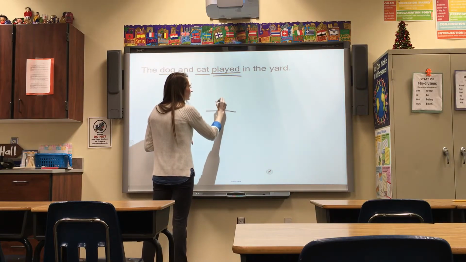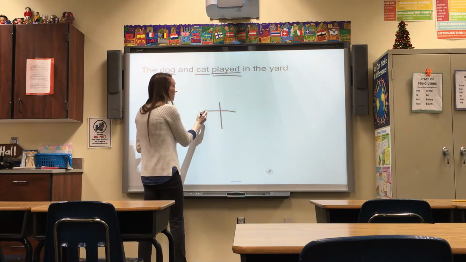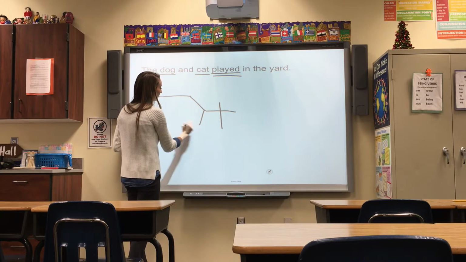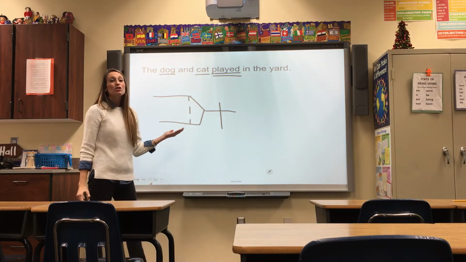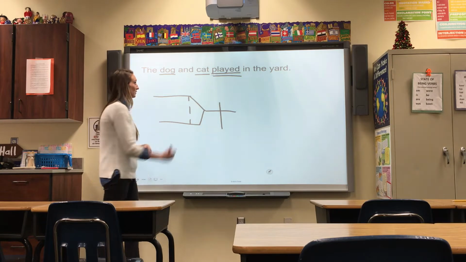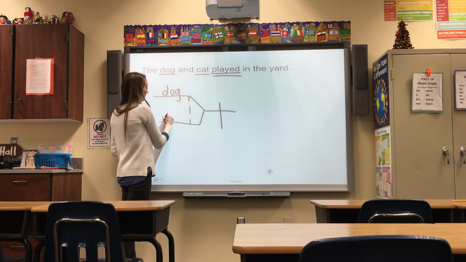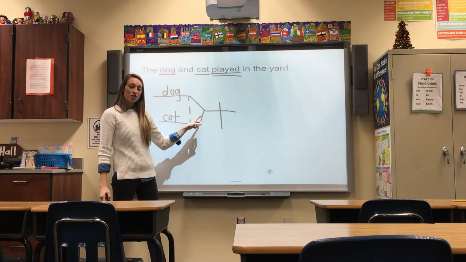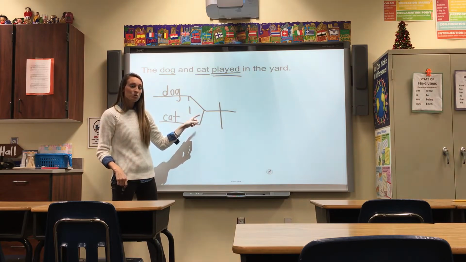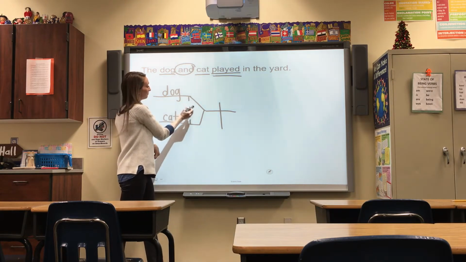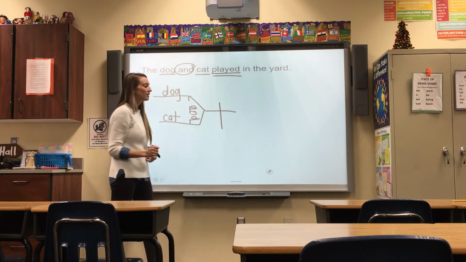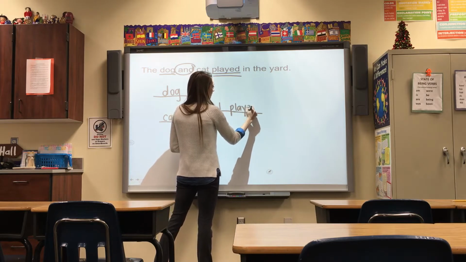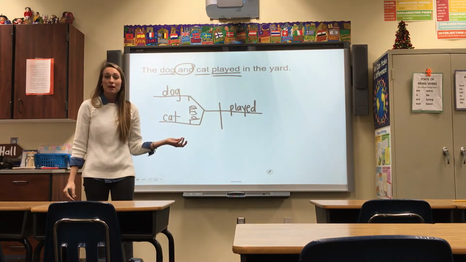We still have this dividing line in the middle, but on the left we are going to draw what I call a rocket ship. This gives us 2 lines to put our 2 subjects in, dog, cat. Now, on the point, I call this my connecting station. I have to write what is connecting my subjects. In this case, that word is and. Now, on the other side of my diagram, I'm going to put my verb. And that's how you diagram compound subjects.